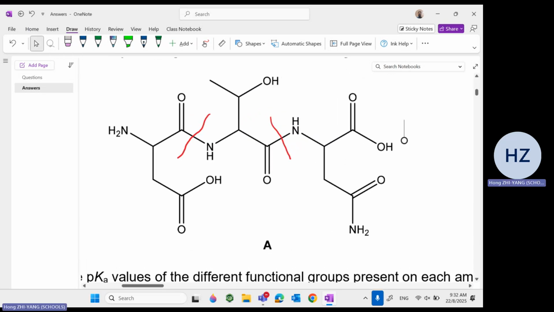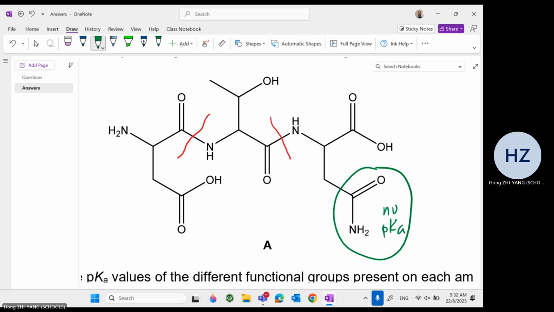Now, there was a query about how do I know which one is amino acid B, which one is amino acid C, and which one is D. To know which is which is actually quite easy. Let me show you the trick: there are functional groups here that will not contribute to pKa. They are the amides, which have no pKa value, and alcohol, which is neutral also. No pKa value.